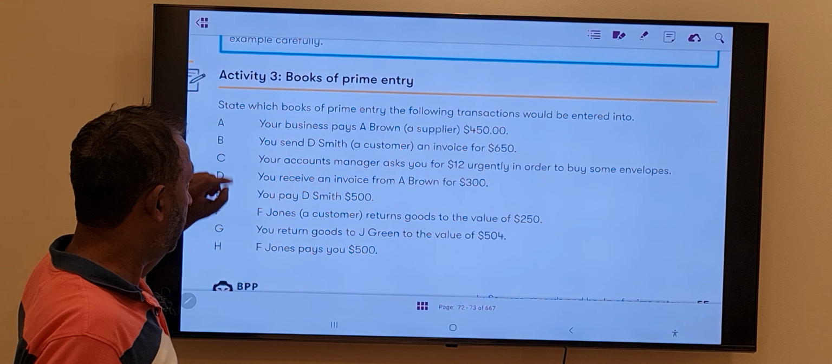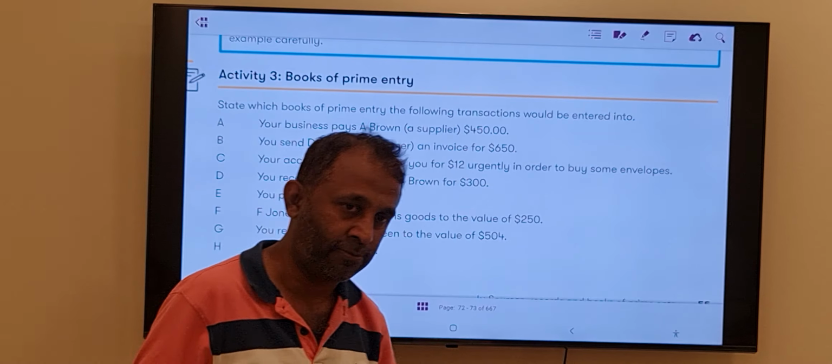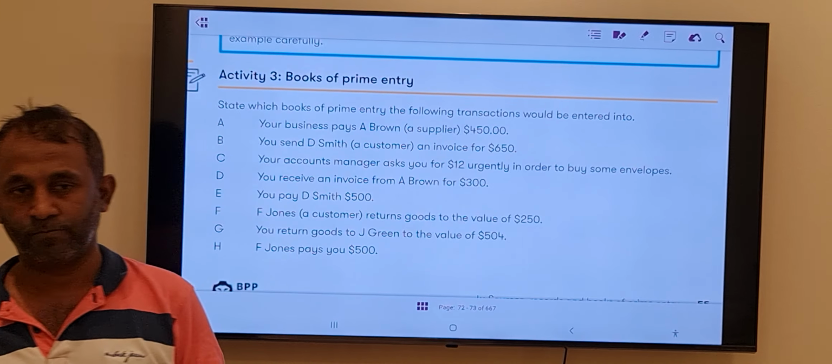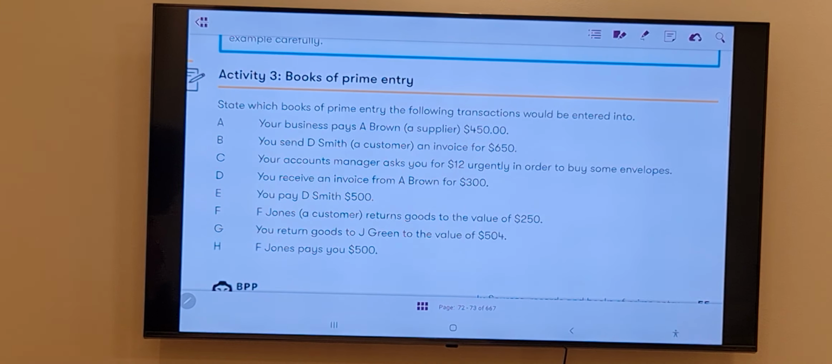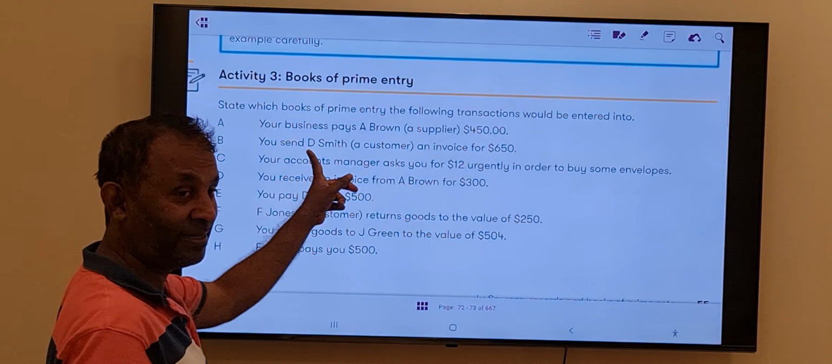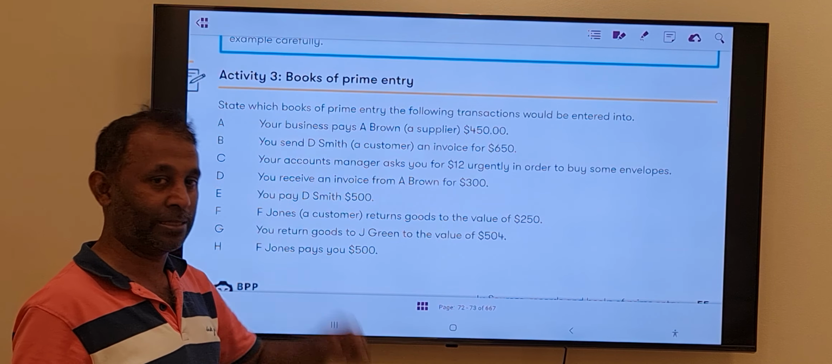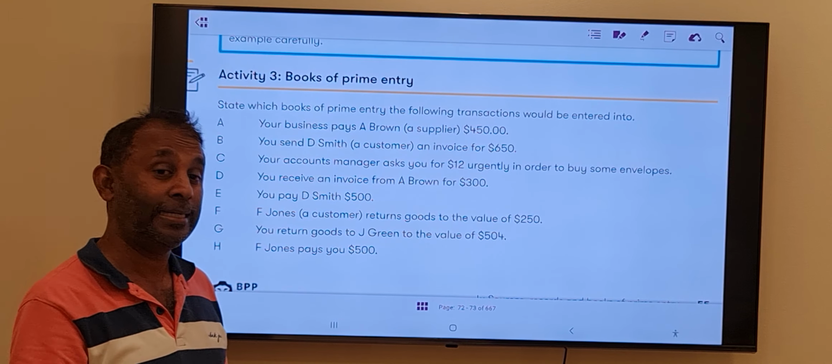Second answer: you send D. Smith, a customer, an invoice for 650. Sales day book. Why sales day book? How do you know? Because of D. Smith, the name. Since you have the name of the customer, you have to think it is a credit sale.